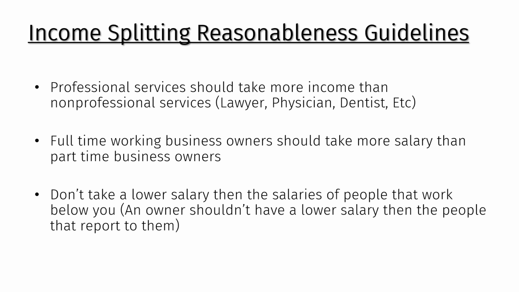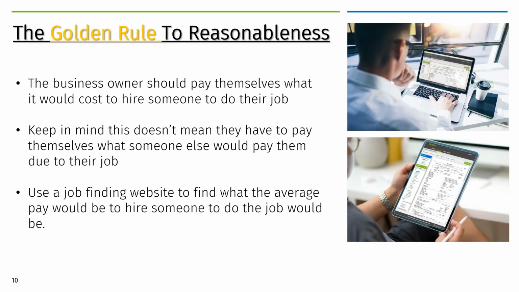A lot of these items give us guidelines, but they're not really giving us a specific dollar amount to shoot for. It's just saying try to get between these guidelines. Well, there is a golden rule to reasonableness, which I have on the next slide. If you follow this rule, you should be A-OK with the IRS. The business owner should pay themselves what it would cost to hire someone to do their job.